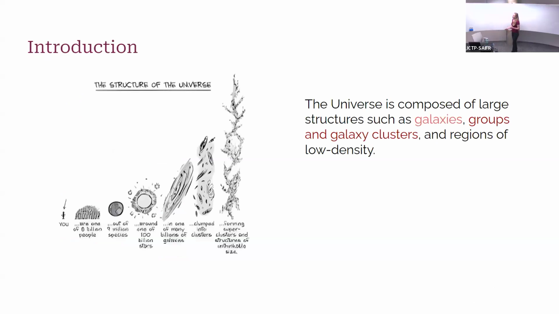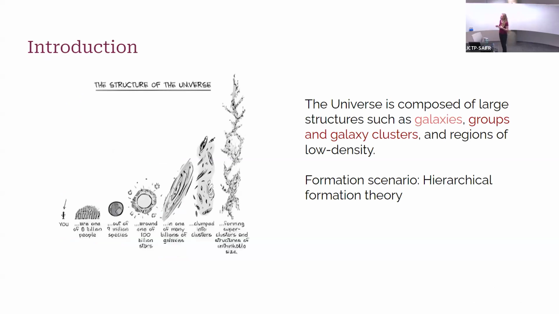Okay, so our universe is composed of several structures, such as galaxies, groups, galaxy clusters, filaments, and these regions of low density, which we call voids. And the formation of these structures is basically described by hierarchical formation theory, where low mass structures merge, giving rise to more massive structures. Besides, galaxy clusters have a privileged position as the largest gravitationally bound structures in the universe, which have already achieved some kind of equilibrium.